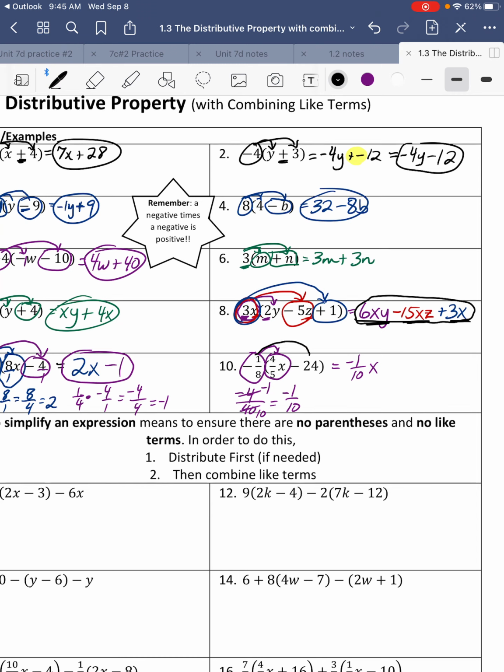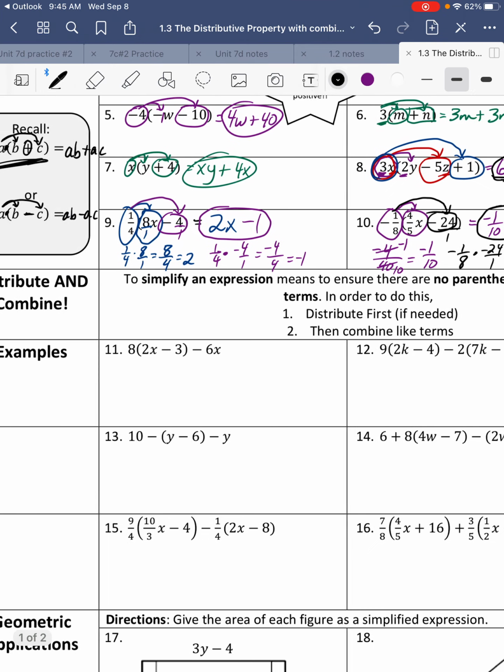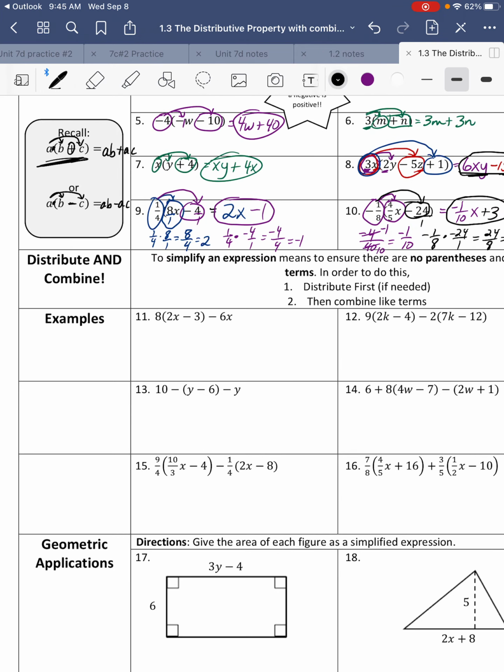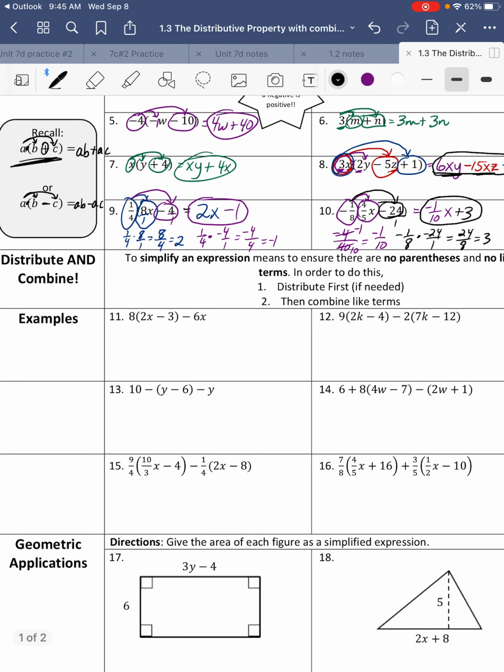Then we also have negative 1/8 times negative 24. Represent negative 24 as a fraction, so over 1. Multiply the numerators, 24. Multiply the denominators, 8. 24 divided by 8 is 3, so plus 3. No like terms, so we're good there. All right, so now we got to distribute and combine. So there were no like terms there. So first we're going to distribute and then combine like terms.